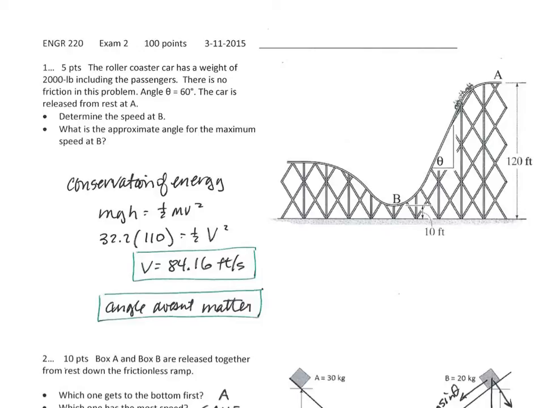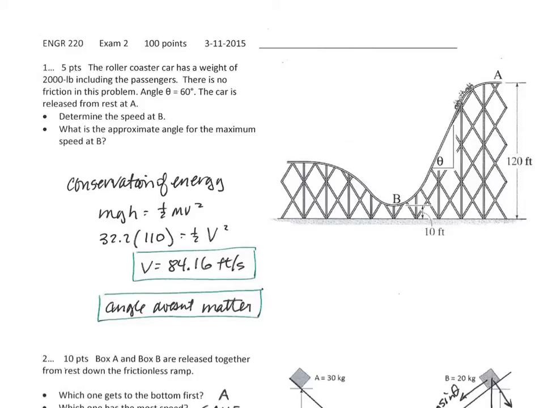Well, this is the video solution for exam 2. Problem 1 was a conservation of energy problem, as I've described here. And what we're looking for is that if there is no friction, which is kind of a key thing, then mgh at the top equals 1/2 mv squared at the bottom.